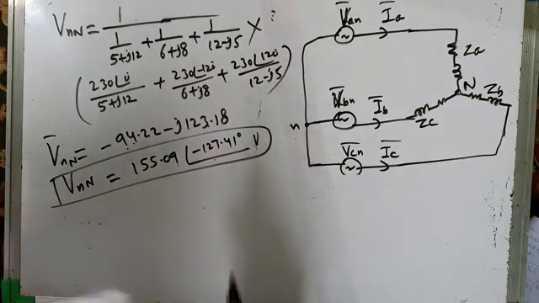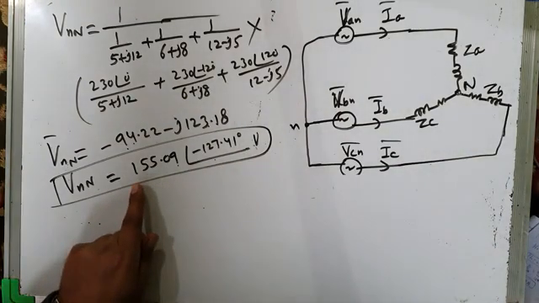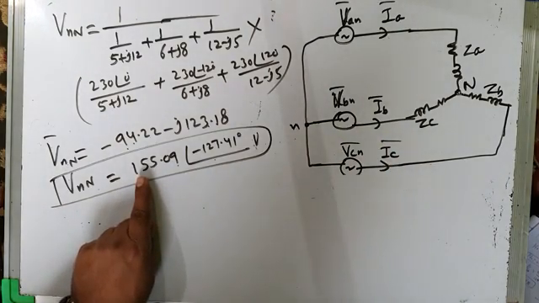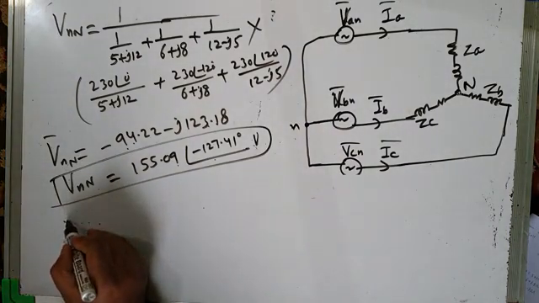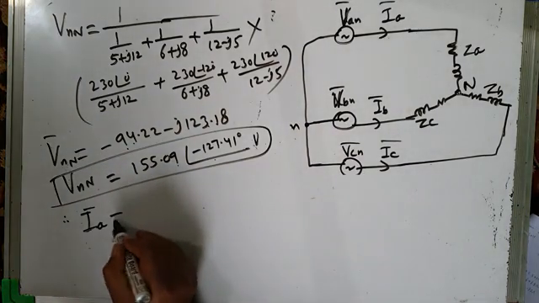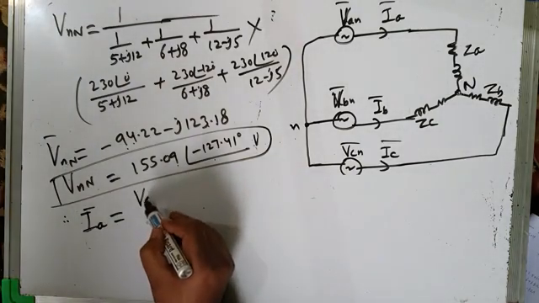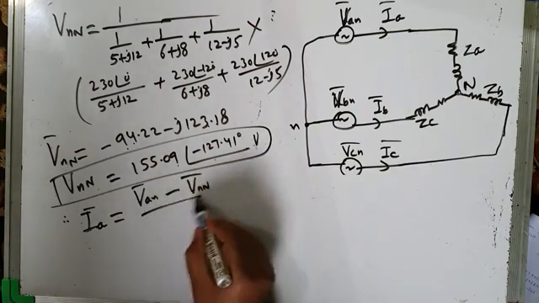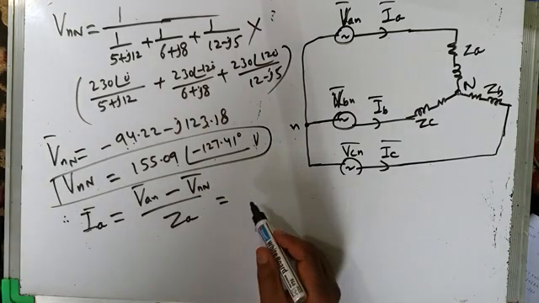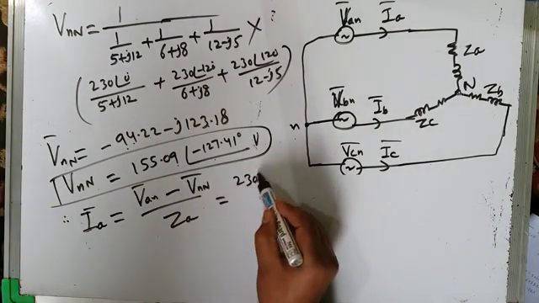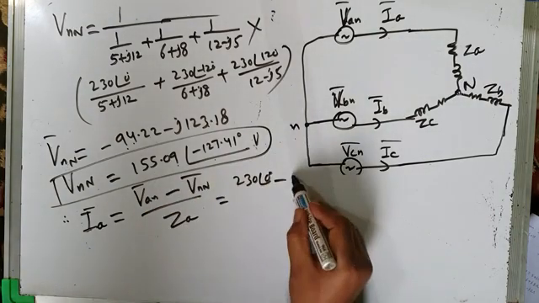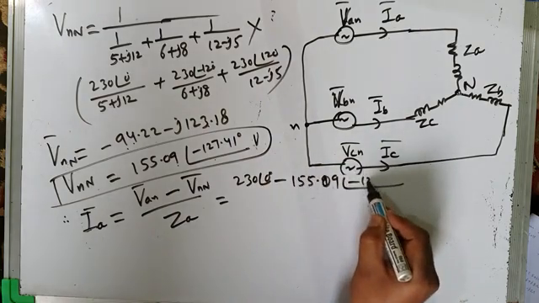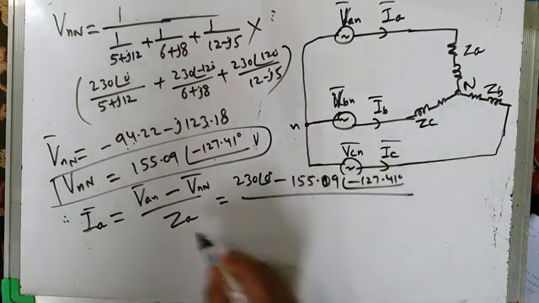So your neutral voltage is very significant. It's not 0. The neutral to neutral voltage is 155.09 volts, a very significant value. So let us therefore find the line currents. Let us first find line current IA. What is your line current IA? It is VAN minus the neutral to neutral voltage VNN, by ZA. VAN is 230 at an angle of 0 degrees, minus VNN, which is 155.09 at an angle of minus 127.41 degrees, by ZA.